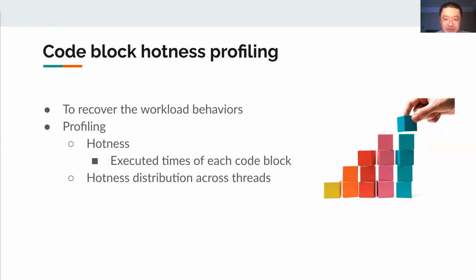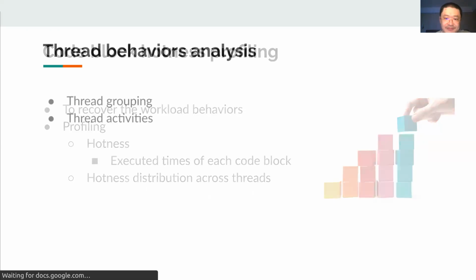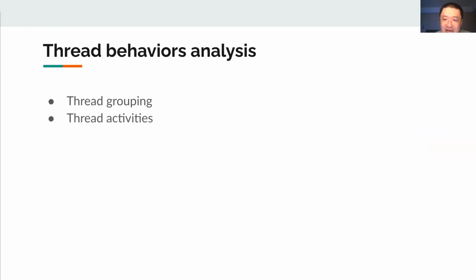Next, let's move to the second step, how to recover the thread behaviors. With recovering thread behaviors, FADATest is able to generate test programs with similar thread activities as the original benchmark programs. Thread behaviors include thread grouping and thread activities. Let me first explain what is thread grouping.